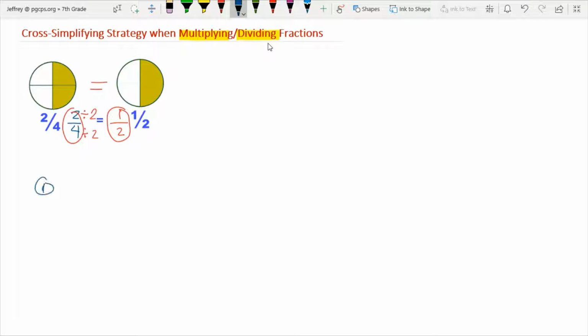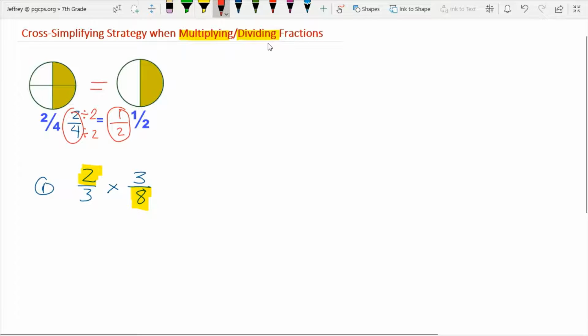For number 1, we have 2/3 times 3/8. So when you cross simplify, think about the numerator and its opposite denominator. So what factor can you divide evenly into 2 and 8? Meaning, what number can divide into 2 and at the same time can also be divided into 8 evenly? And we know it's going to be 2. So 2 divided by 2 and 8 divided by 2.